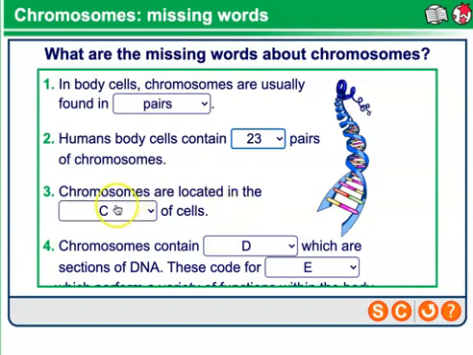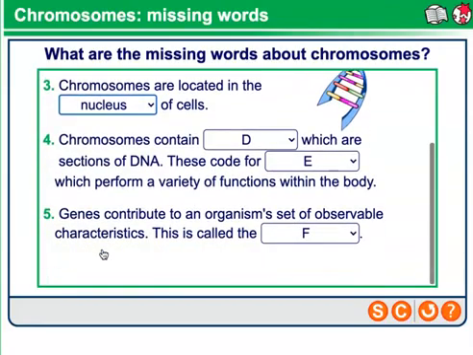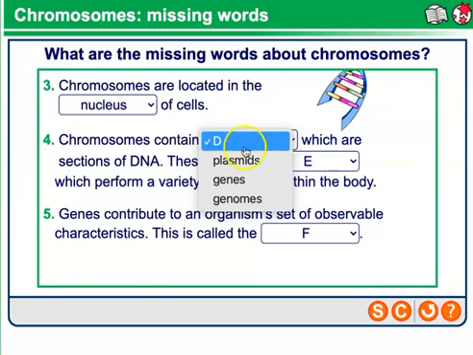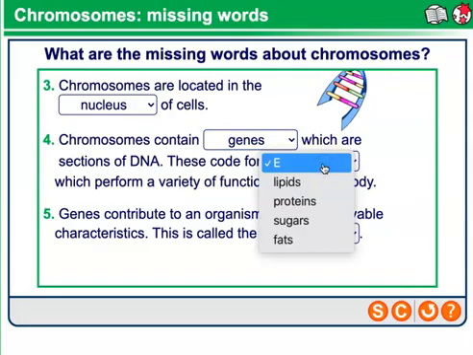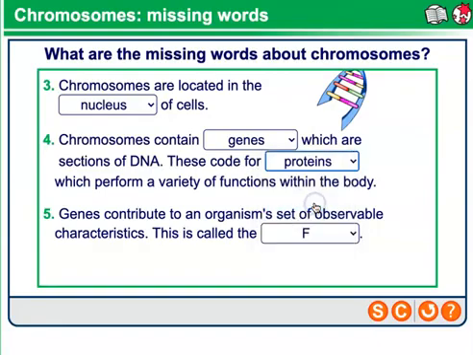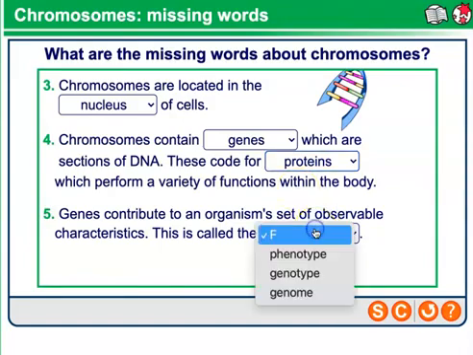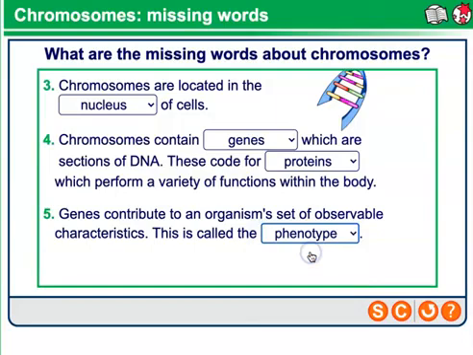Chromosomes are located in the nucleus of cells. Chromosomes contain genes, which are sections of DNA. These code for proteins, which perform a variety of functions within the body. Genes contribute to an organism's set of observable characteristics. This is called the phenotype.